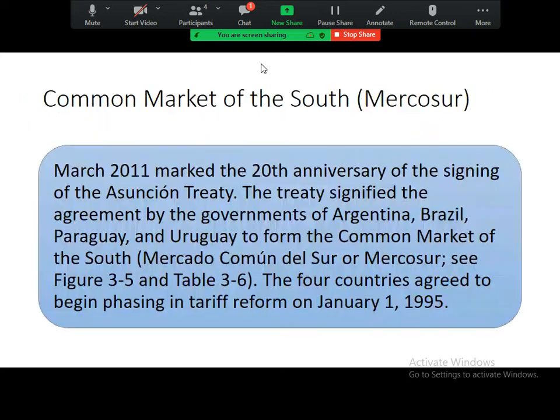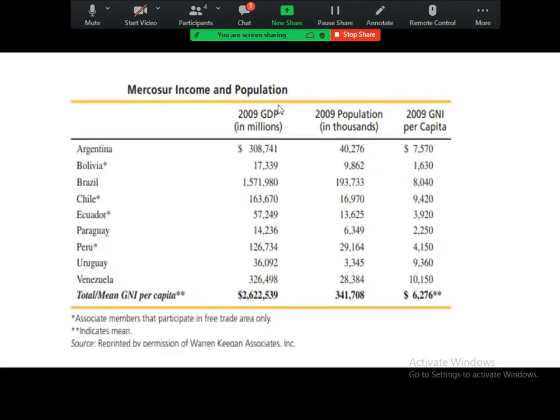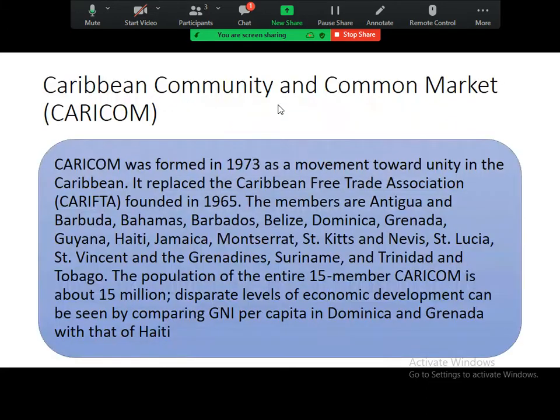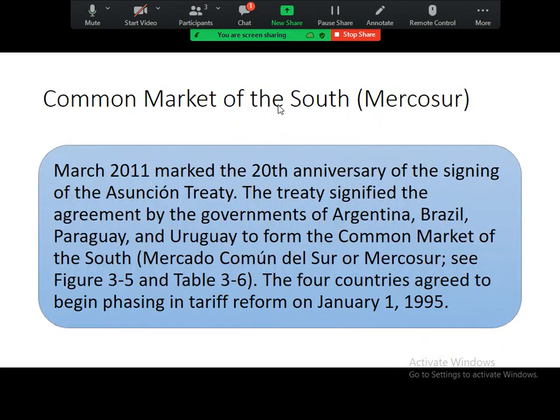Now, what is this Mercosur? Common Market of the South, Mercosur. First, we will see which various countries are associated with this Mercosur. Here I have written it, but still we will see this. So Mercosur, income and population, and here we will talk about this.